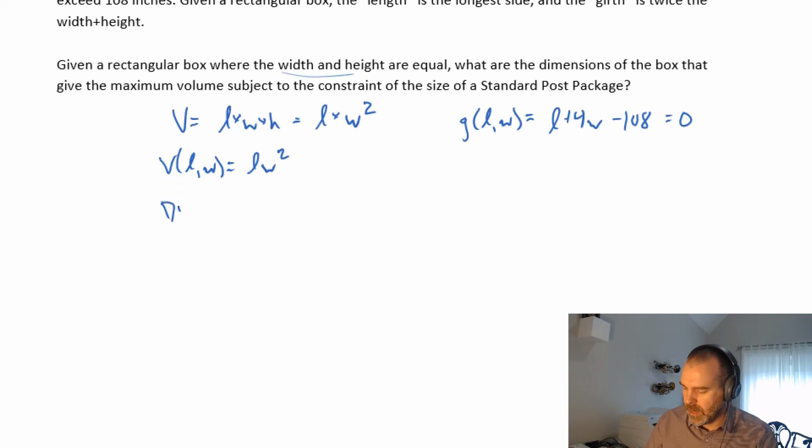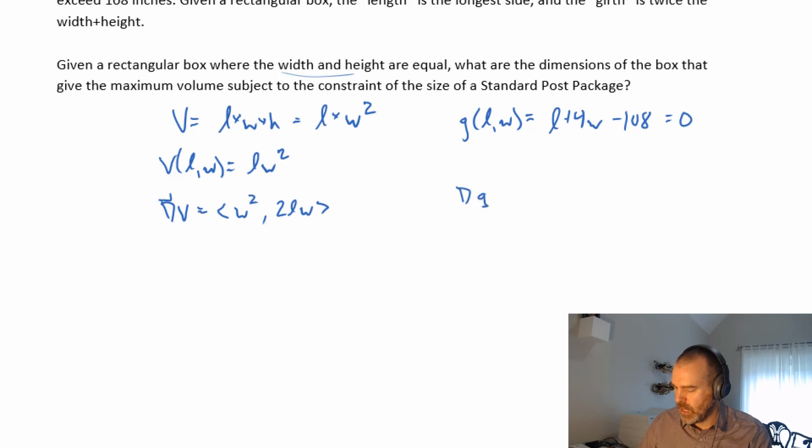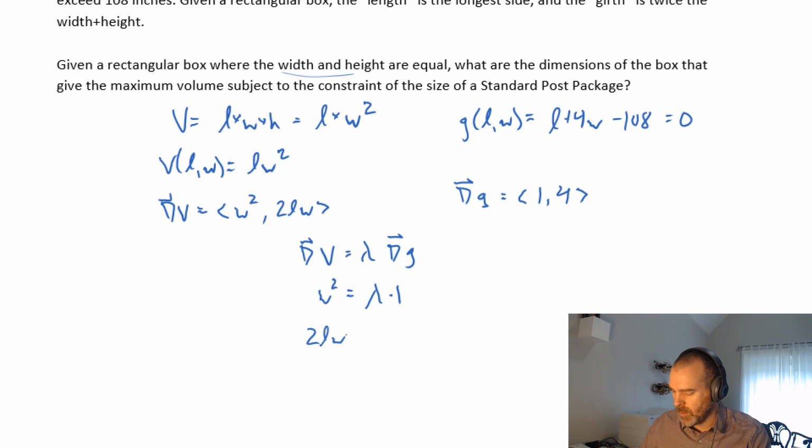Okay, let's find the gradient of V. That'll be the partial derivative with respect to L, which will be w squared, and the partial derivative with respect to w, which will be 2Lw. And then the gradient of g: the partial derivative with respect to L will be 1, and with respect to w will be 4. So we set the gradient of V equal to some multiple, lambda, times the gradient of g. That means w squared is lambda times 1, and 2Lw is lambda times 4.